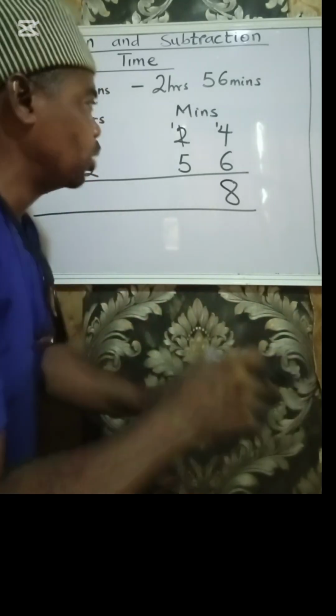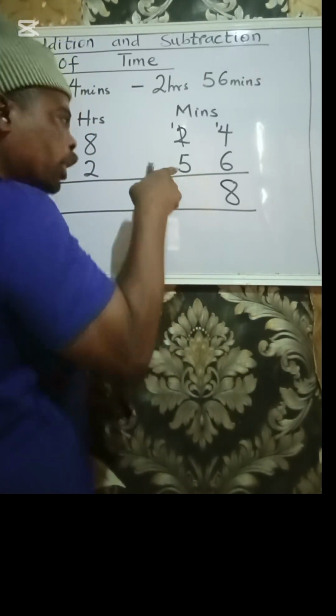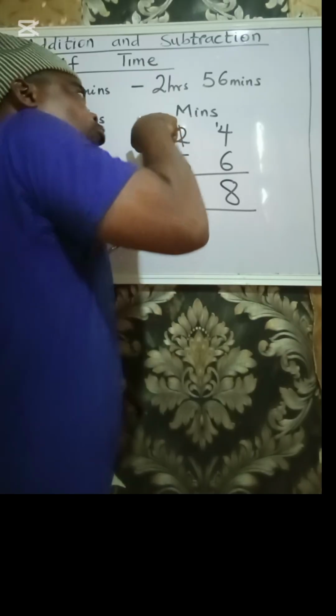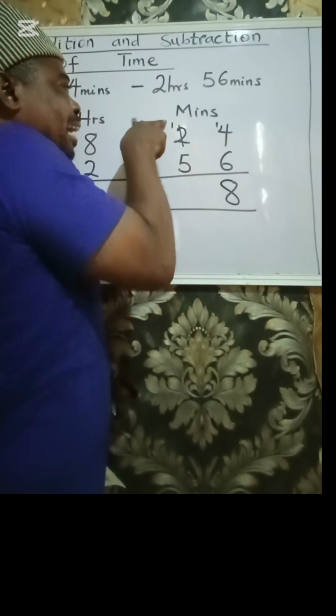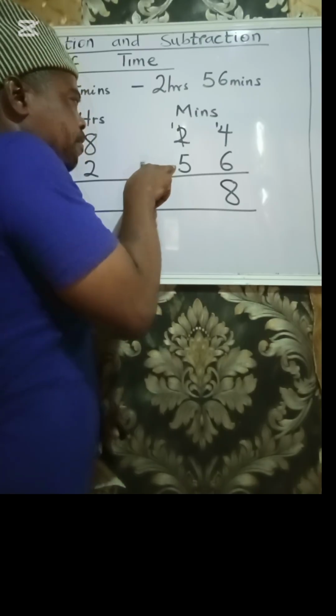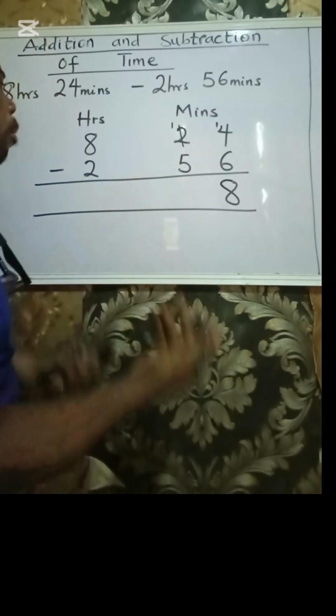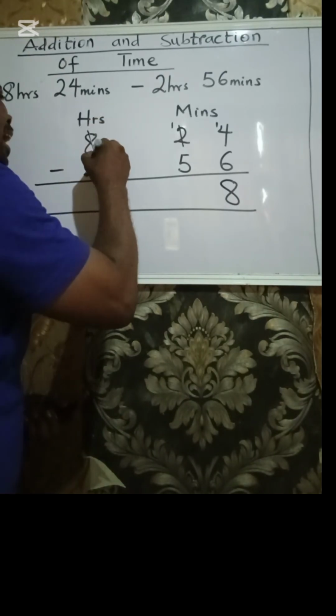Now this one, 1 minus 5. It is not possible. You cannot count 1 and take away 5. Don't say the answer is 4. No, it's not count 5 and take away 1. It's count 1 and take away 5. If you count 1 and take away 5, it's not possible. So we have to come to this place and borrow 1.